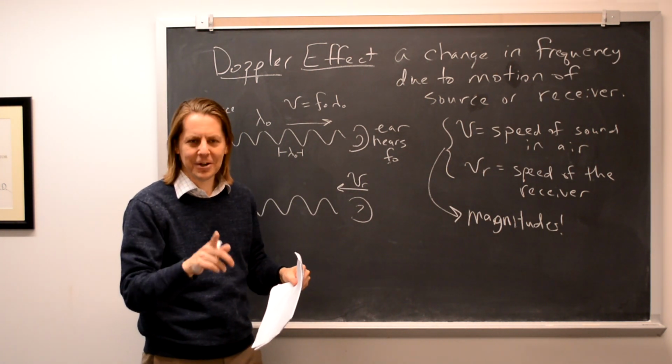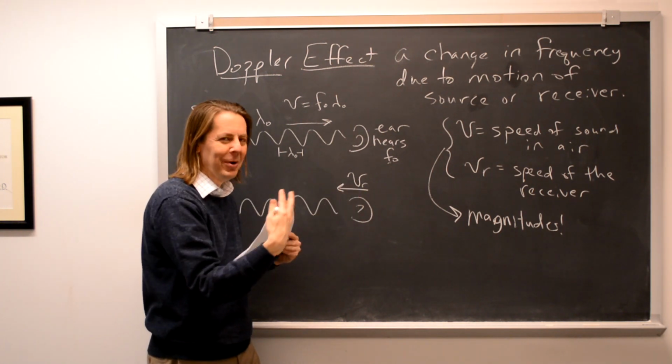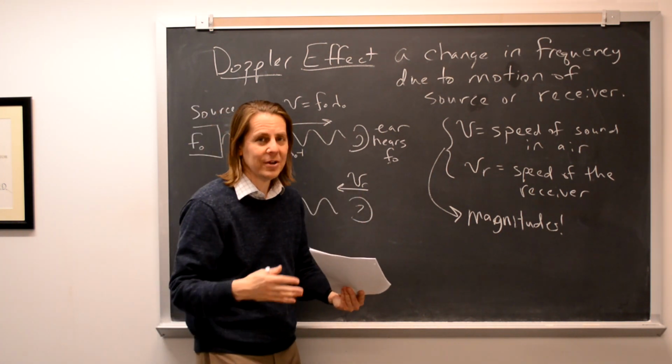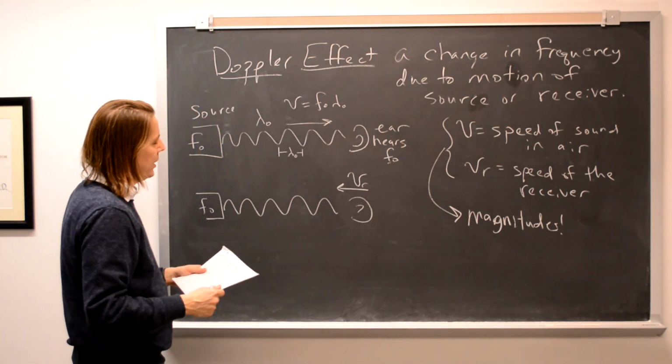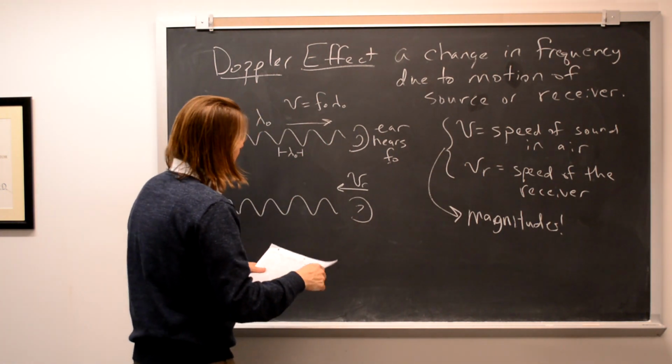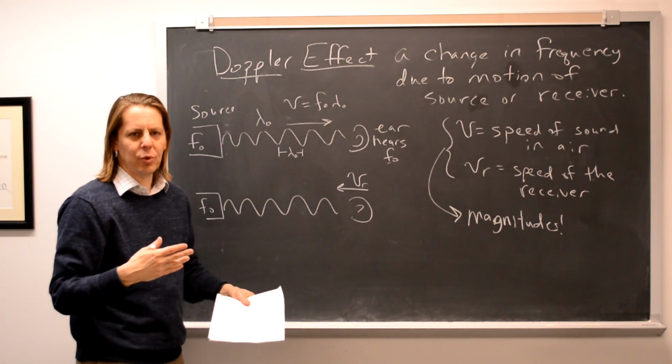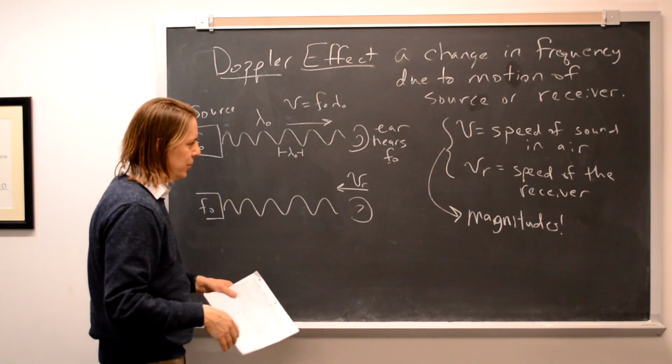Okay, so I'll say that again. In the derivations, we will handle positive and negative. In the final equations, you just plug in the magnitude. There we go. Okay, so what we want to do first is see if we can get a physical understanding of why this happens, and then we'll derive the equation.